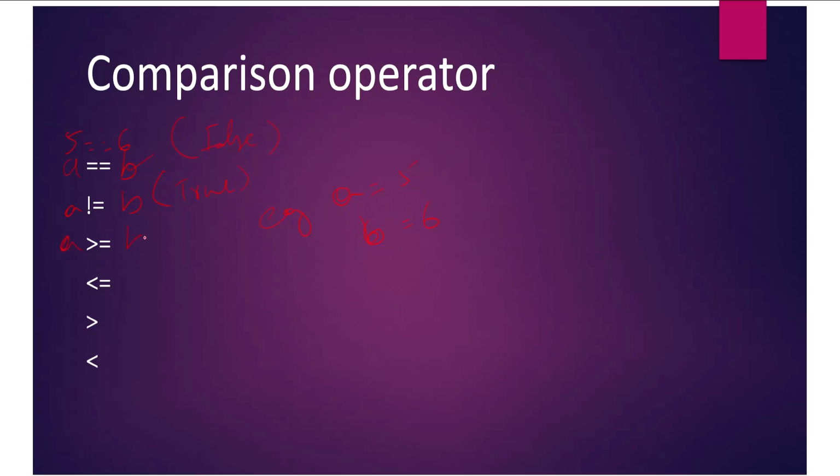Next, a greater than or equal to b. 5 greater than or equal to 6 is a false condition. A less than or equal to b, 5 less than or equal to 6, which is true. A greater than b, 5 greater than 6, which is again false. A less than b is a true condition. Whenever we perform comparison, the result we will always get is a true or false statement.